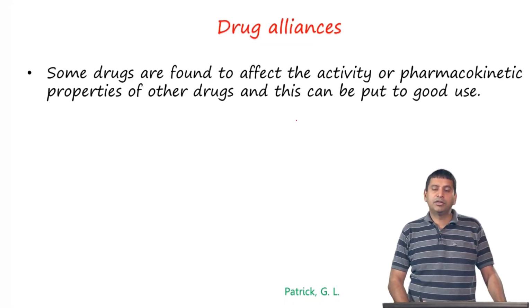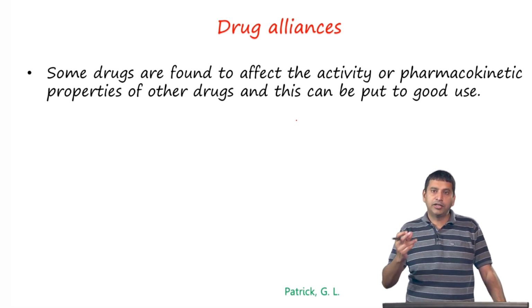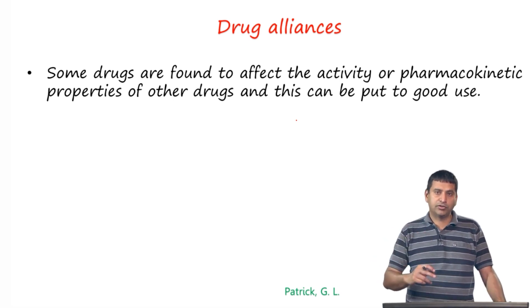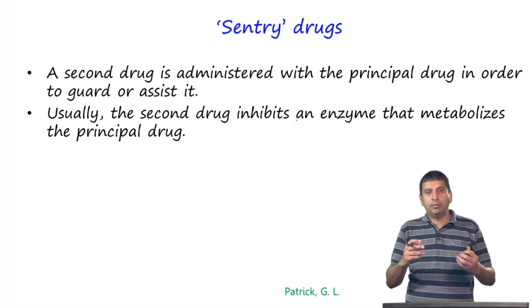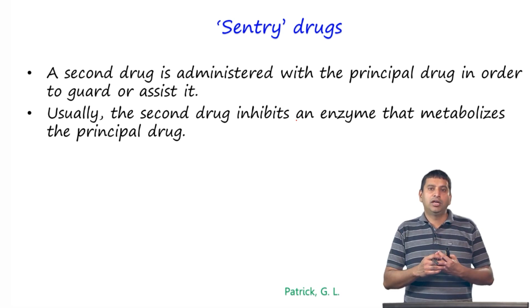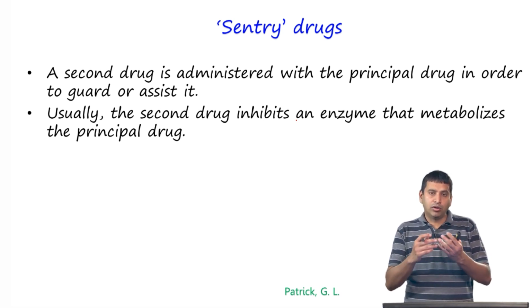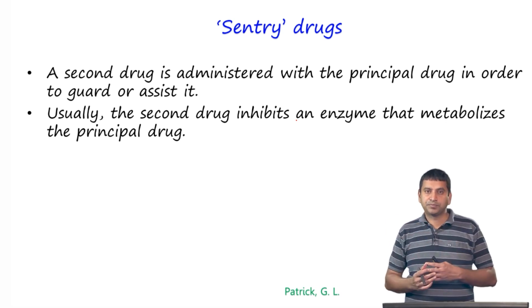Okay, so the next concept that we are going to look at is drug alliances. Here there are some drugs which affect the activity or the properties, especially the pharmacokinetic properties, of other drugs, and so a knowledge of this helps us put it to good use. What happens is that a second drug is administered along with the principal drug, and this can be done in order to guard it or assist it.